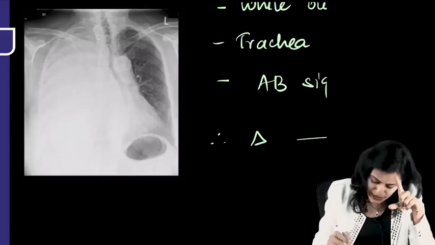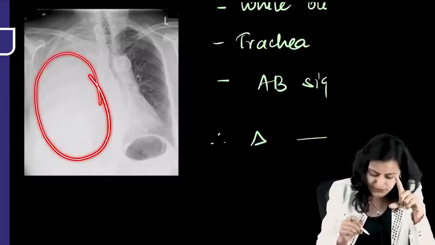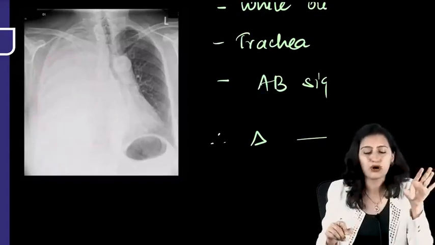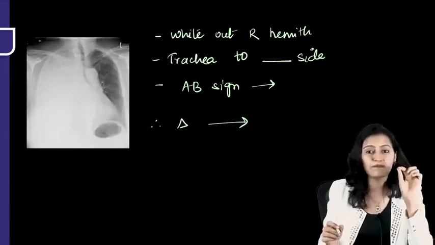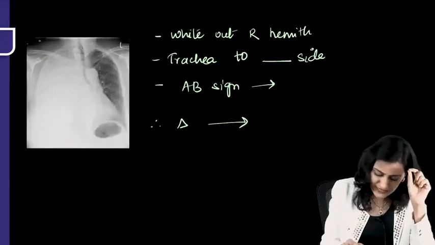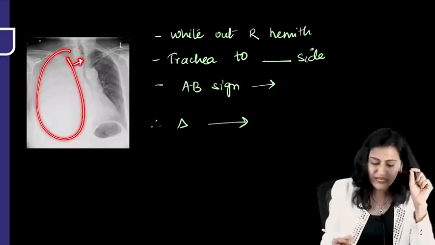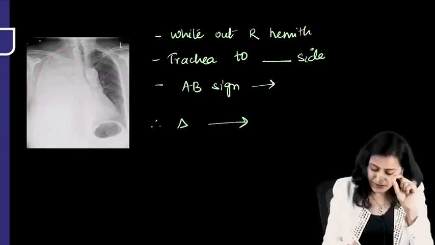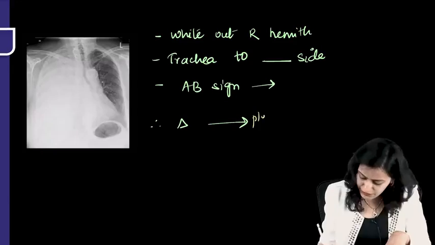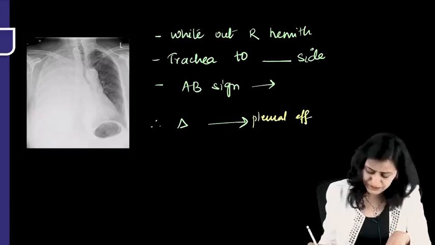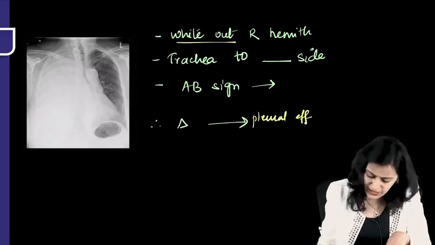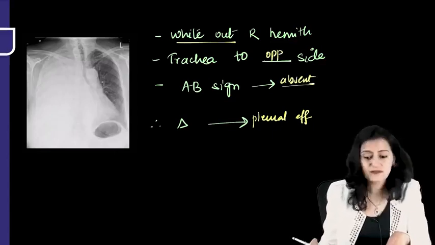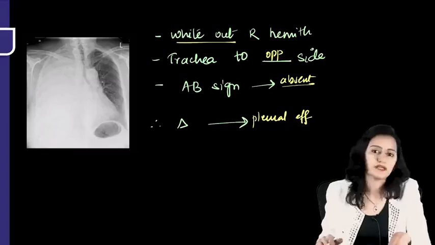Here in this image, we are not seeing the air bronchogram sign. It's a white out, but no air bronchogram. So this is extraparenchymal. This is a white out hemithorax with the trachea shifted to the opposite side, right? So this is suggestive of pleural effusion. White out with trachea shifted to the opposite side and air bronchogram sign absent: this is suggestive of pleural effusion.